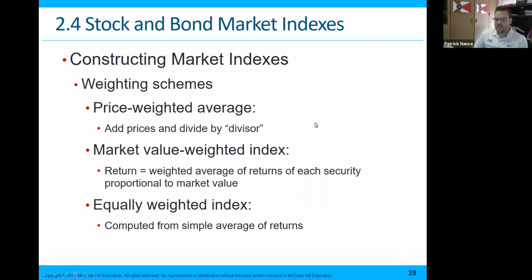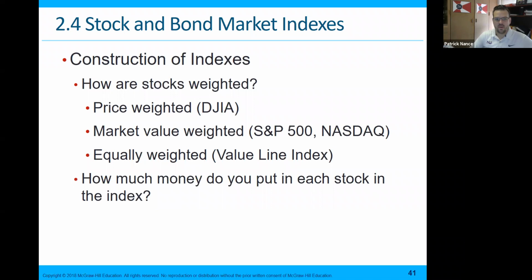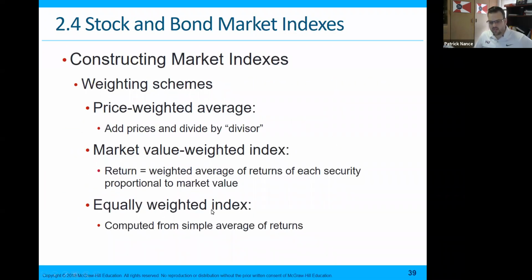So constructing the market index: weighting schemes, the price weighted average. We add the prices and divide by the divisor. And they showed an example. Oops, it didn't in here. I have it in the book. Okay, so the price weighted average. We add the prices together and divide by a divisor.